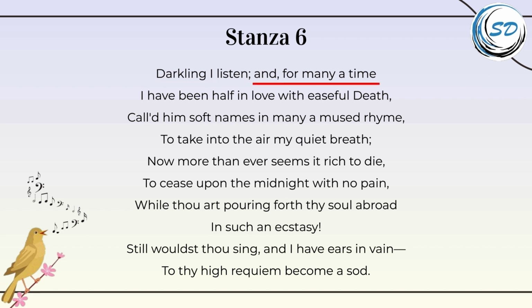Keats admits that he has, on numerous occasions, been half in love with easeful death. This intriguing line reveals the poet's complex feelings towards mortality. He has entertained the idea of death as a tranquil and painless escape from life's trials and sorrows. Death becomes personified as an alluring figure with whom the poet has engaged in imaginative musings. The poet yearns for death to come and "take into the air my quiet breath," which suggests a desire for a gentle and serene passing.